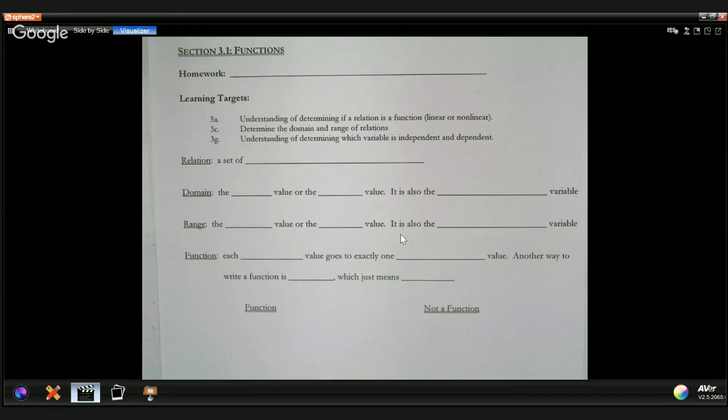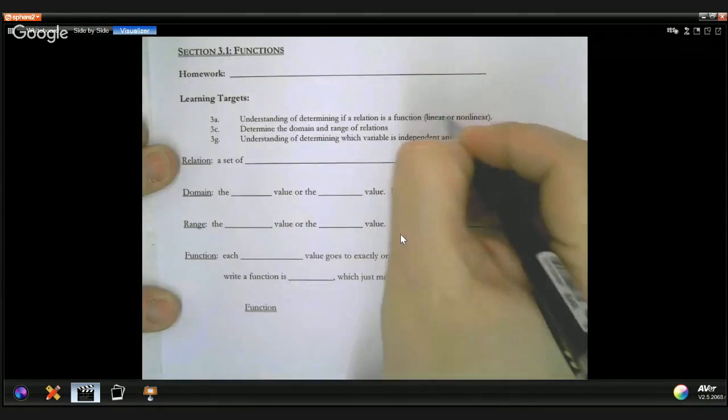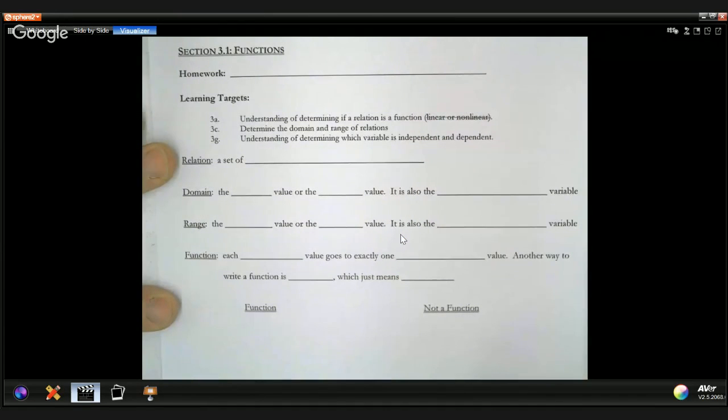Okay, so what we're doing today is we're starting chapter 3, which starts to dive into functions. There's a lot of learning targets for this chapter, but today the learning targets we're going to be able to talk about is whether a relation is a function. We're not really focusing on linear or nonlinear today. We're also going to be able to find the domain and range of a function. And we're also going to be able to determine which variable is independent and which variable is dependent.